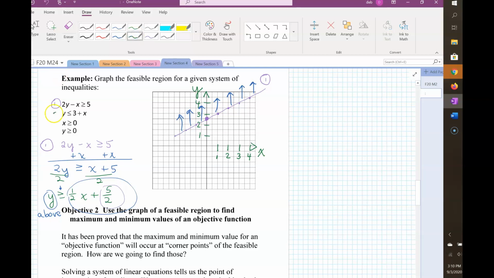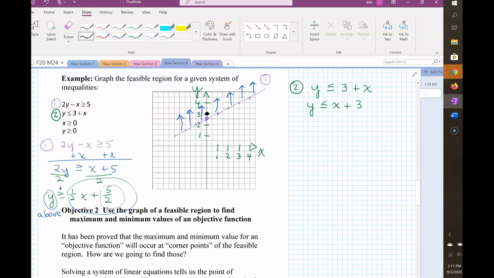Okay, so now let's look at equation number 2. So I'm going to come over here to the right, and I have y is less than or equal to 3 plus x. Well, if I just rewrite this as y is less than or equal to x plus 3, we can see that it is in slope-intercept form. So I would come up to my y-intercept of 3 and make a dot.